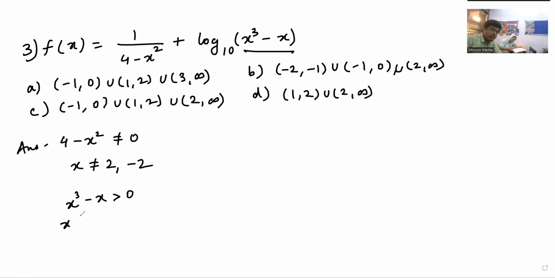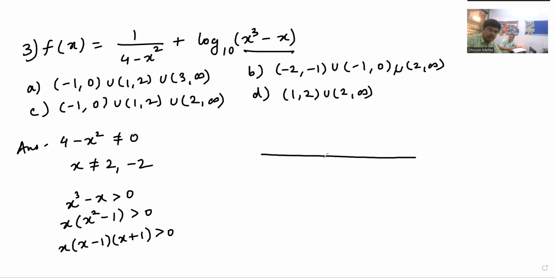See, we can take x common. The bracket में आएगा x square minus 1. So this is going to be x into x minus 1 into x plus 1. And now you have to use the wavy curve method further. So we have minus 1, 0 and 1. So to the left of minus 1 take any random number.